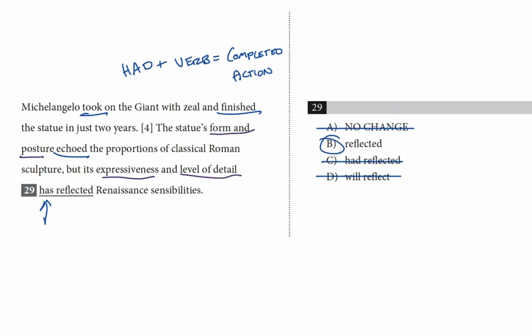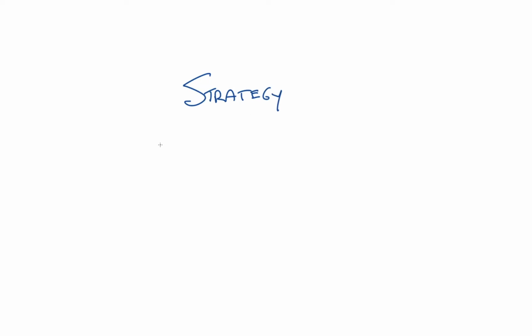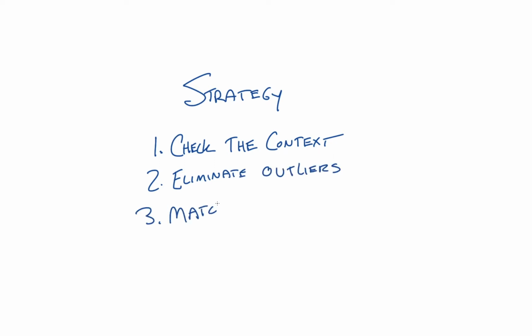So this was my strategy. Once I realized that all the options were just the same words in different tenses, I checked the context, eliminated the outliers, and then I matched the tense with that context.